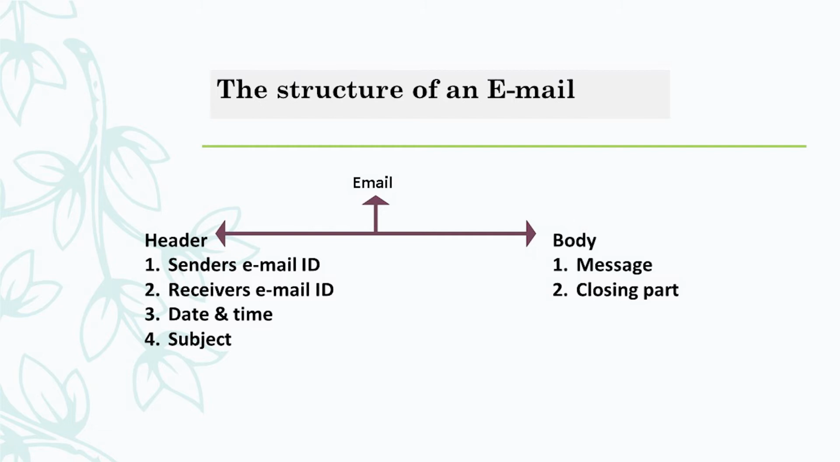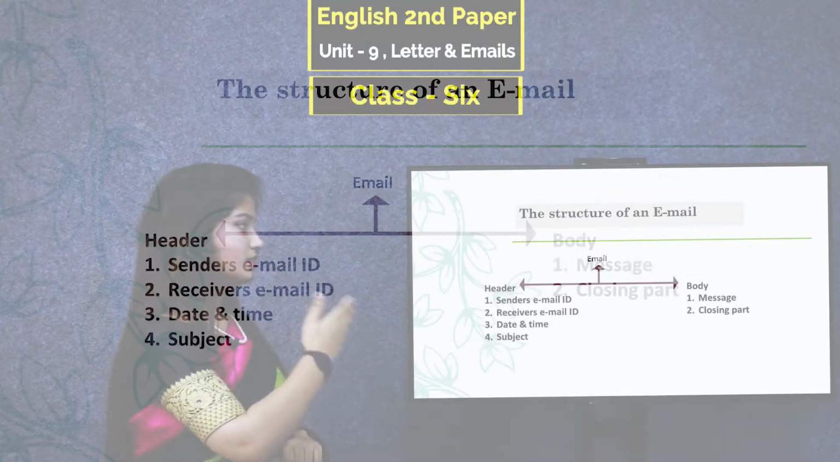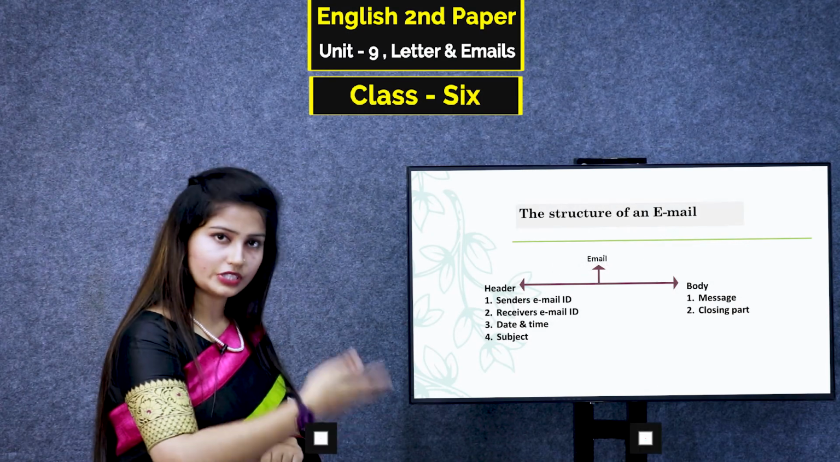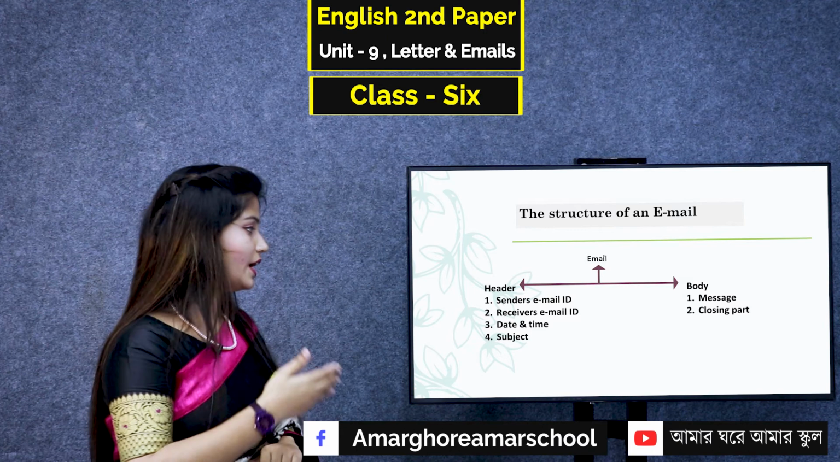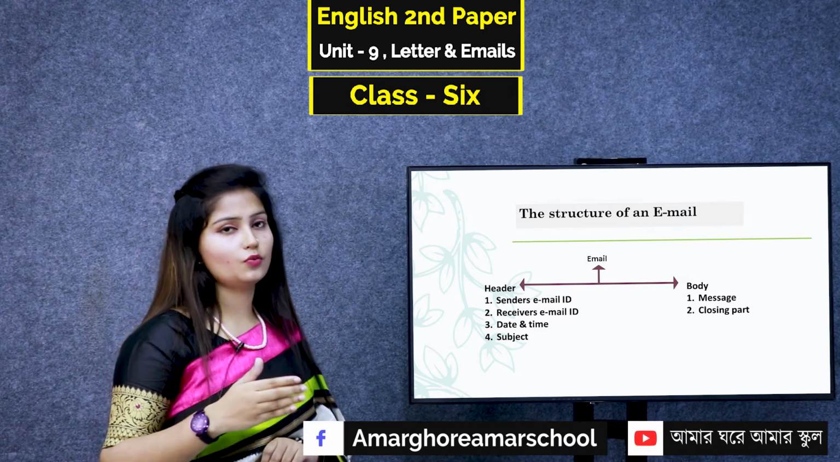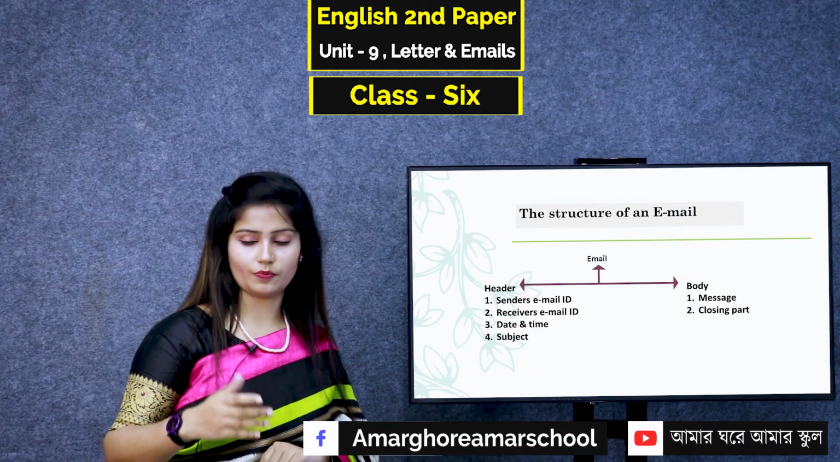So when you write an email, there is a header and another part called the body. In the header, we need to follow these: sender's email ID, receiver's email ID, date and time, and subject. And in the body, we write down the message and the closing part.